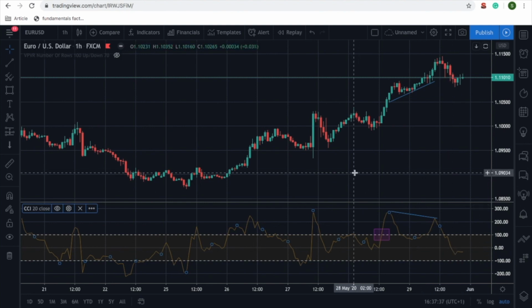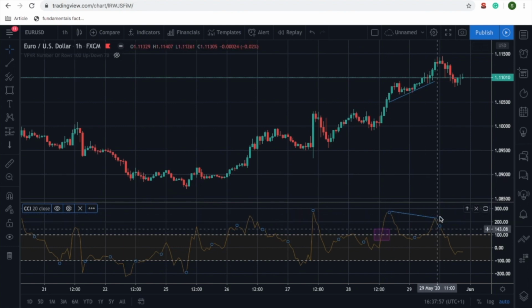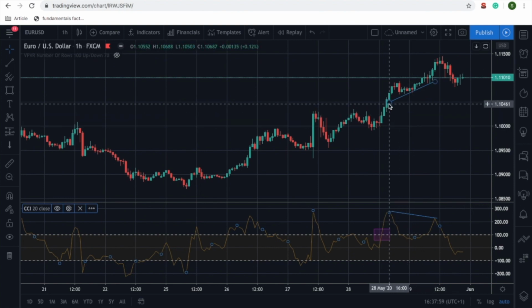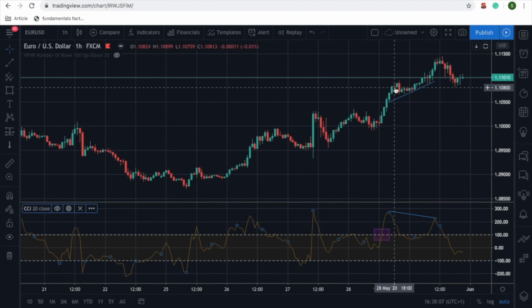We can also use the CCI to show us divergences in price. Divergences are when the price will move in one direction but the indicator will move in another. And I've got another example of that here for you. As you can see, we've got a high on the indicator here and a lower high here, and on the price we've got a high here and another high here. So there's a divergence, and this could indicate a weakening trend.